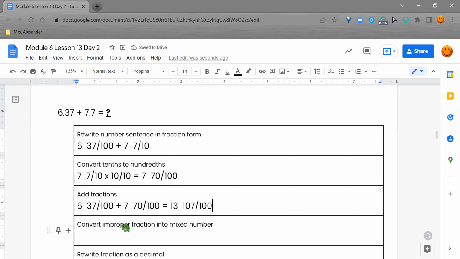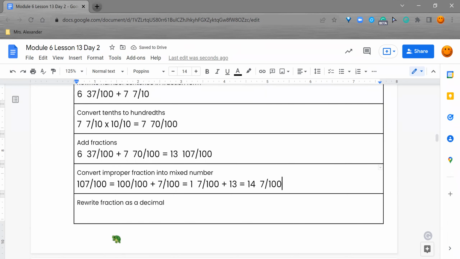Now remember, I have this improper fraction, so I need to change it. So right now I'm going to take 107, put it over 100. How many times can I pull out 100 from 107? Great job. Yes, I can pull out 1. And how much do I have left over? 7 is correct. Great job, you guys. So right here I have 1 whole with 7 over 100. But I get to add another whole because that's 13. So right here, I have 1 plus 13, which gives us 14 with 7 hundredths.